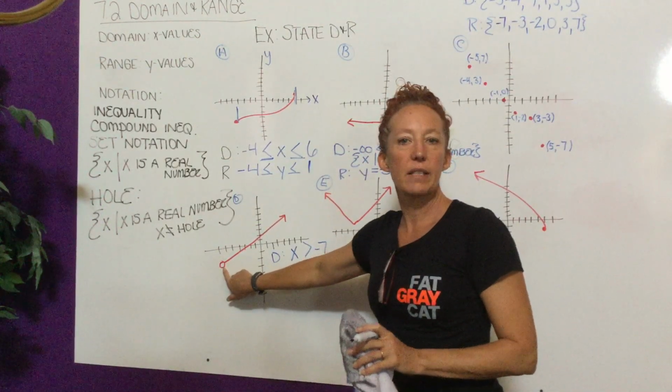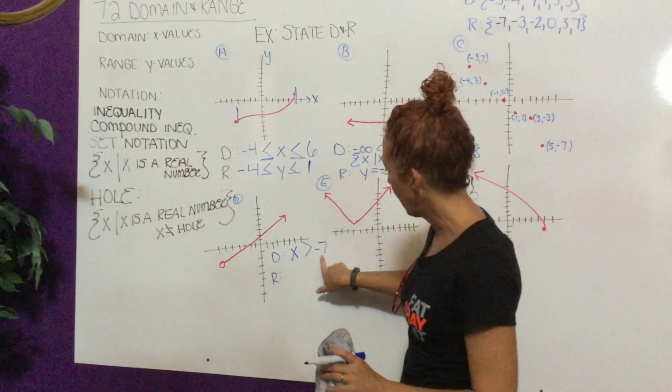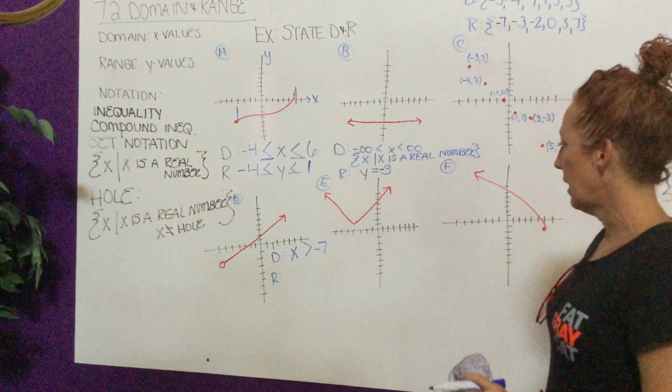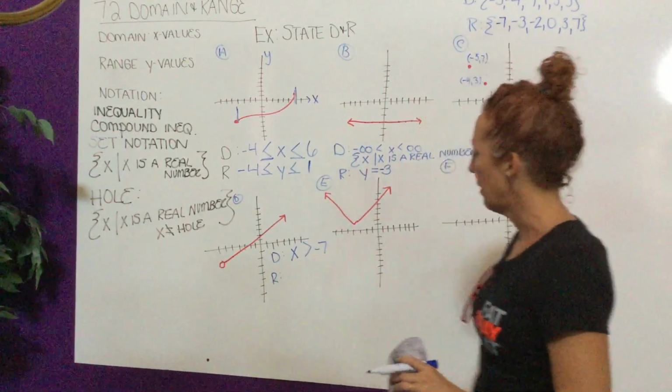So negative 6.9999999 is fine, but the second you actually get to negative 7, it is not a member of the domain, so we do not have a line right there.